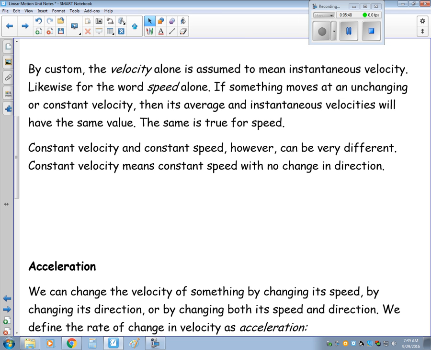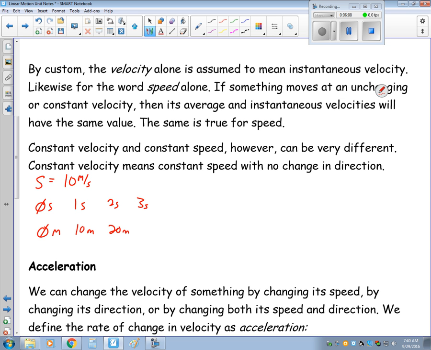So for example, if I have something that has a speed of, let's say, 10 meters per second. After 0 seconds, it has traveled 0 meters. 1 second, it has traveled 10 meters. 2 seconds, 20 meters. 3 seconds, 30 meters. And we can keep going with that trend.